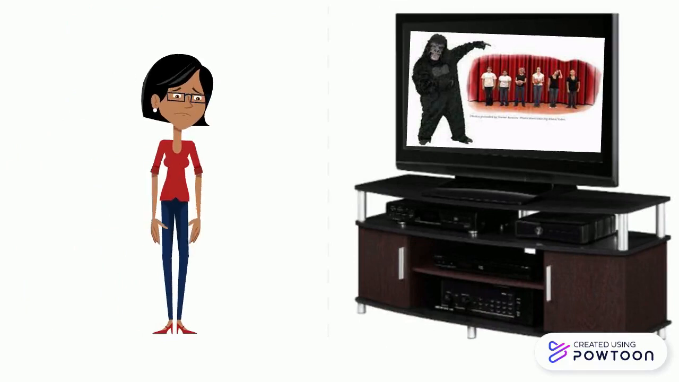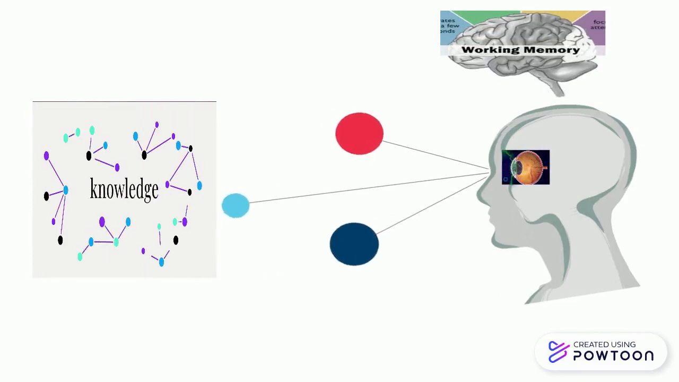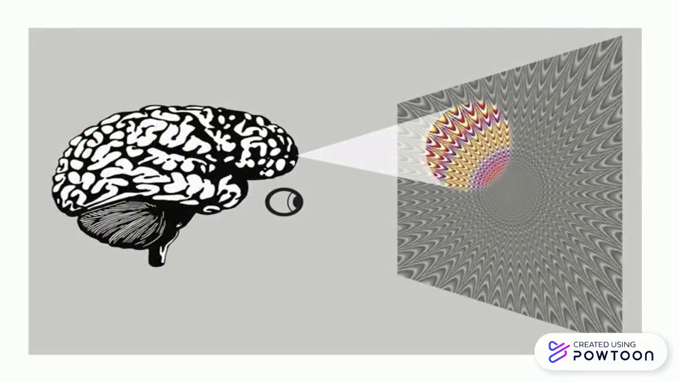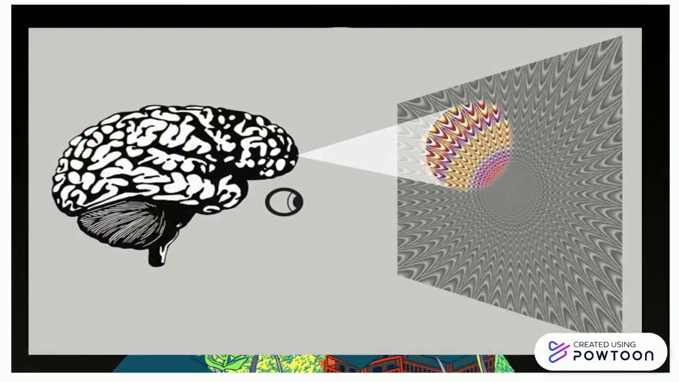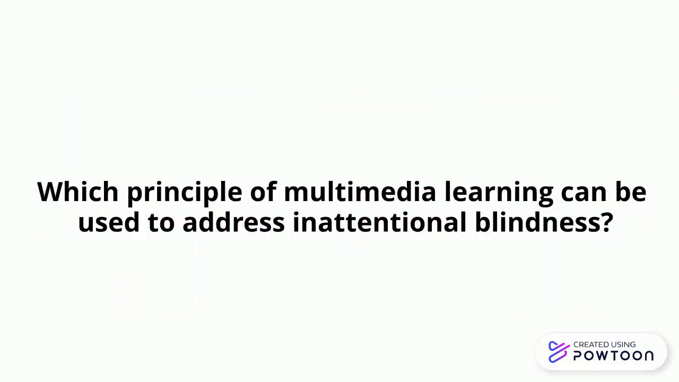At any given time, there is far too much information coming in through the eyes for the short-term memory to fully process. Due to this, the brain acts like a spotlight, focusing our attention on certain aspects of a scene while ignoring others. Which principle of multimedia learning can be used to address inattentional blindness?